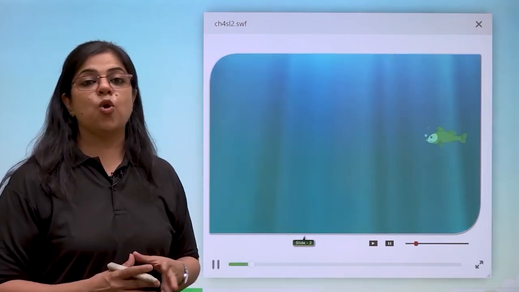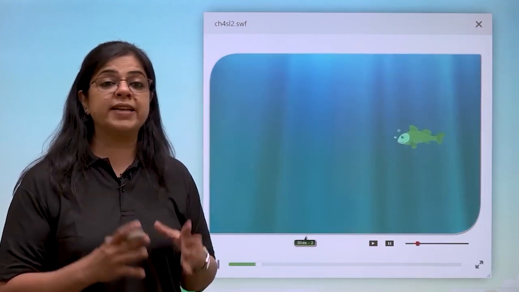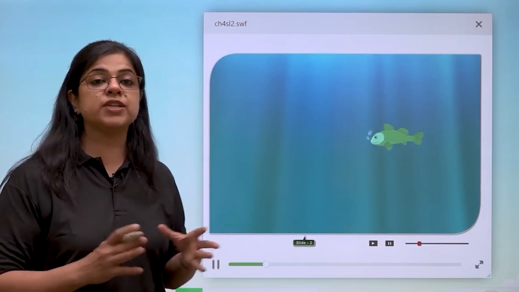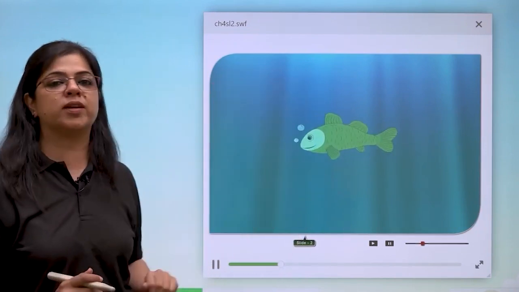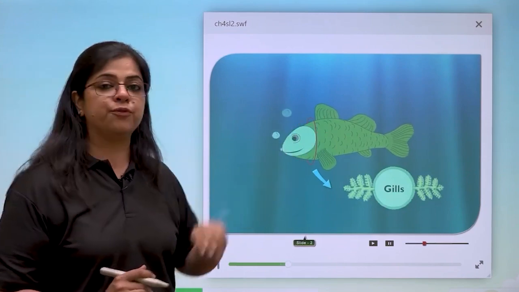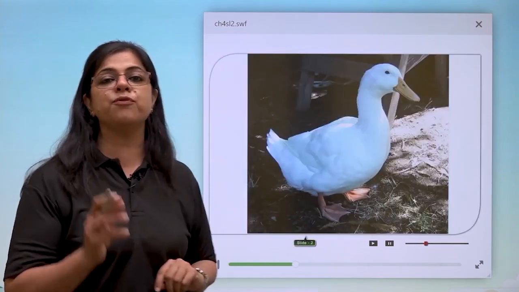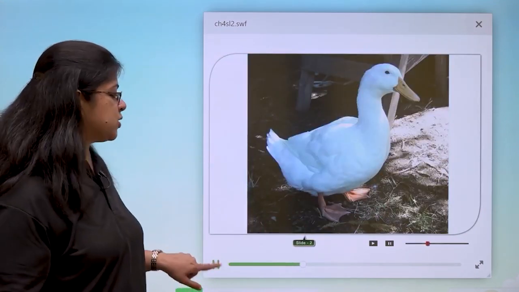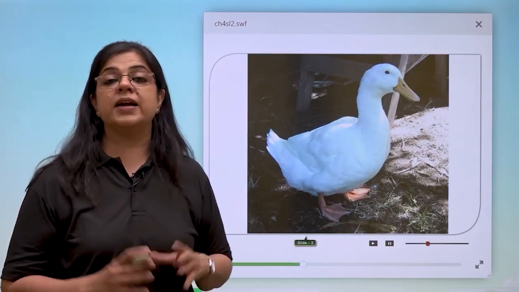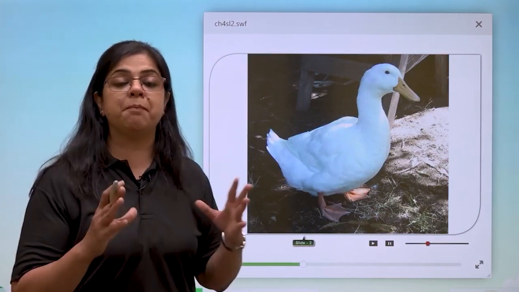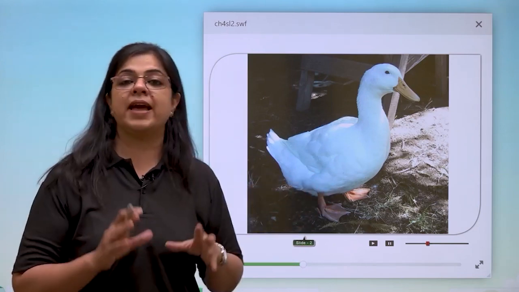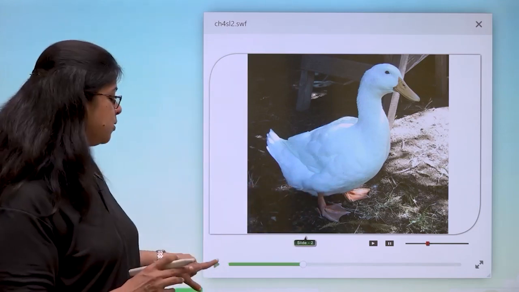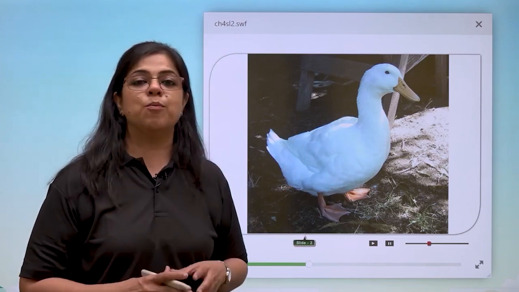Taking the example of fish first. A fish lives inside water. A fish has got a streamlined body which helps it to swim in water. It swims with the help of fins and breathes with the help of gills. A duck has got webbed feet. A duck is an aquatic bird that paddles inside the water. These webbed feet help it to paddle inside the water and stay in motion.